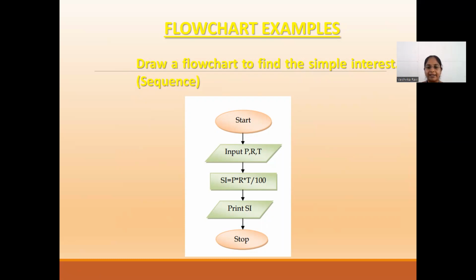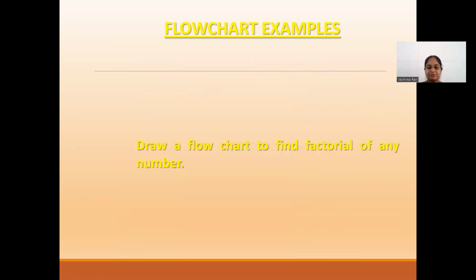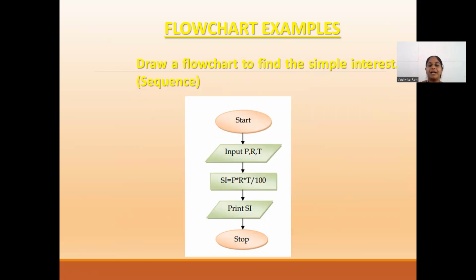Then the rectangle indicates process. To calculate the simple interest, the formula is PRT by 100. Once the principal amount, rate and time period are given, we can easily calculate the simple interest, SI.